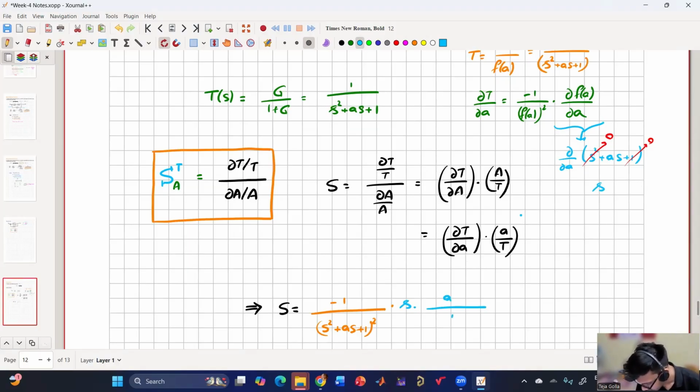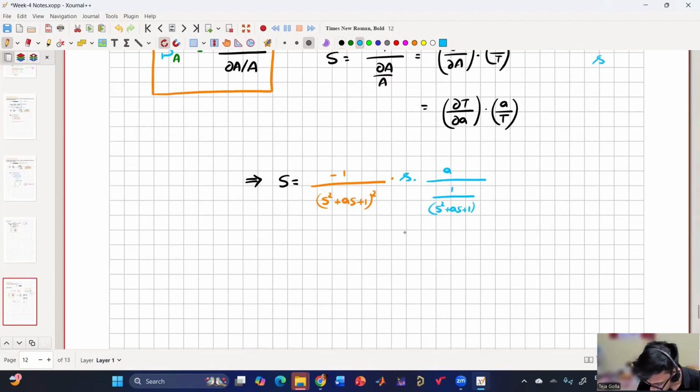Then a by T is what? T is 1 by s square plus as plus 1. So now the sensitivity of the overall closed loop system with respect to this parameter is nothing but minus as by s square plus as plus 1, because one of them will get cancelled with the square. So this is the overall sensitivity.